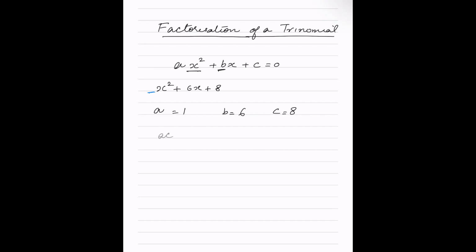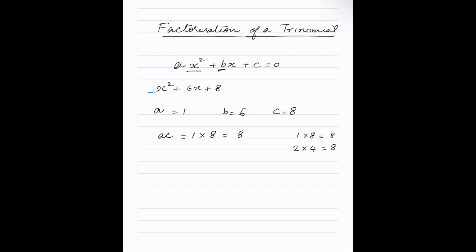After that, calculate the value of AC, that is A into C. A is 1 and C is 8. So when you multiply A into C, you get 8. Now think of two factors whose product will be 8. The possible combinations are 1 into 8 is 8, and 2 into 4 is 8, right? These are the possible combinations.